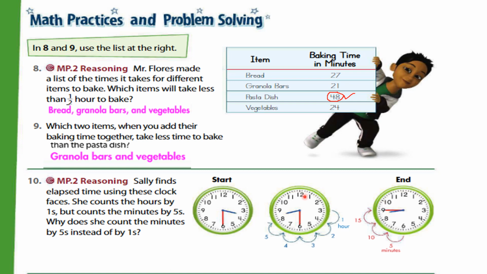Excellent, because each number on the clock represents 5 minutes. Very good. It takes the minute hand 5 minutes to move from one number to the next number. Between each number, there are 5 minutes, and we know that. So that's why we count them in fives.